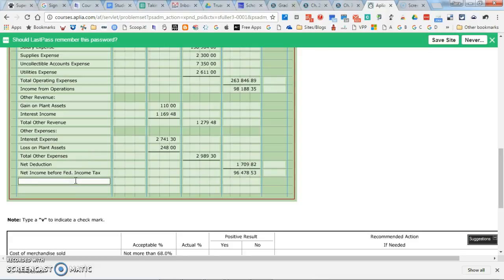Then we have our less federal income tax expense, so third column, $21,052.70. And then lastly, our net income after federal income tax. So we'll take 96 minus 21 and get $75,425.83. I'll stop there for part 1, and then we'll pick up with part 2.